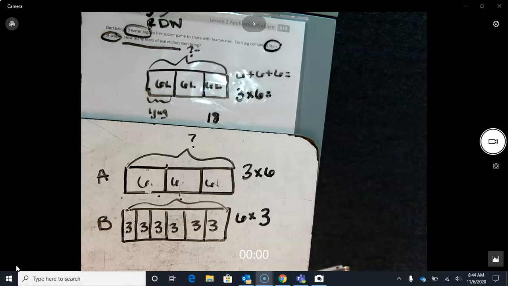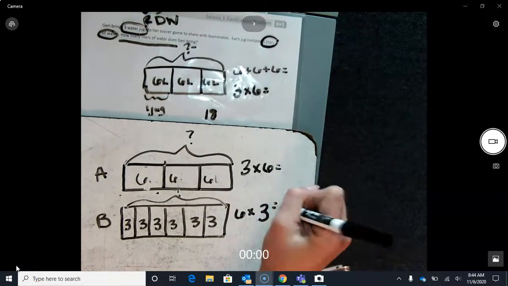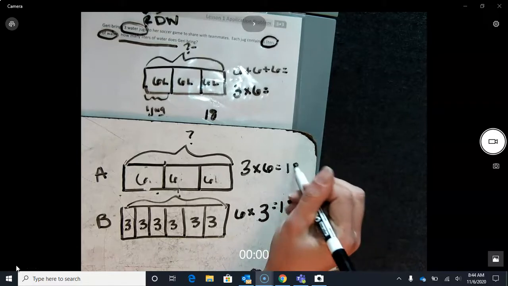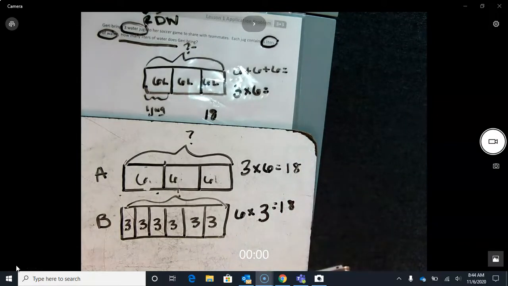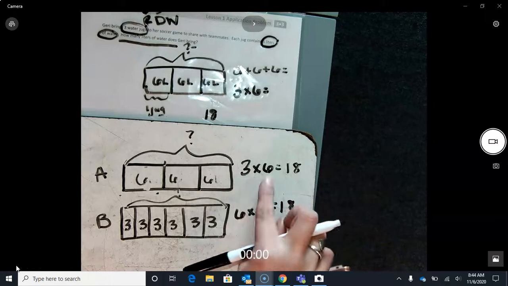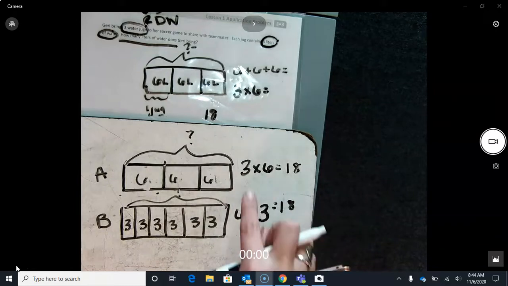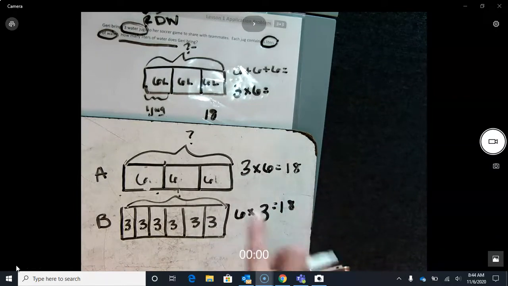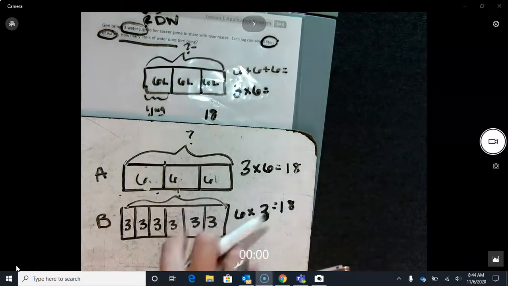Right, they do use the same numbers. Oh, true. They both have a product of 18. They use the same factors. Remember, factors are numbers in a multiplication equation. They use the same factors, but they're in a different order. And our product is the same. So, even though these are drawn differently, we do end up with the same product.